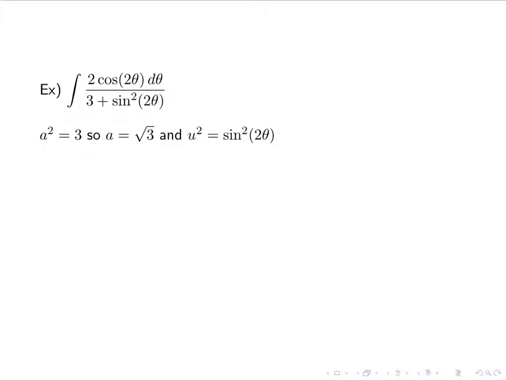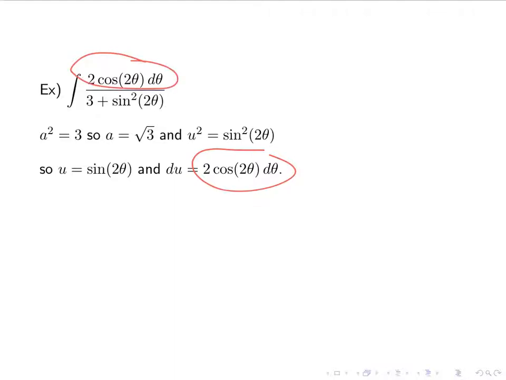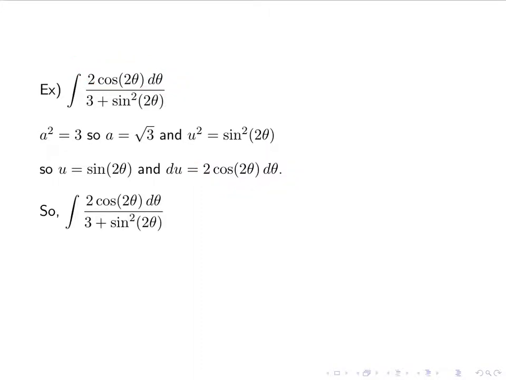U squared has to be sine squared of 2 theta, which means u is sine of 2 theta, so the squares cancel. And again, it is u substitution. I need to differentiate this. So du is 2 cosine of 2 theta d theta, which again is exactly my numerator, so I know I'm on the right track. So when I do substitution, I get the integral of du divided by 3 plus u squared.